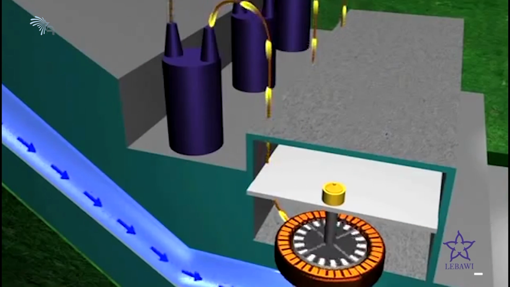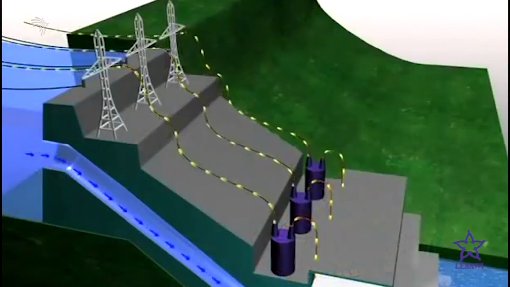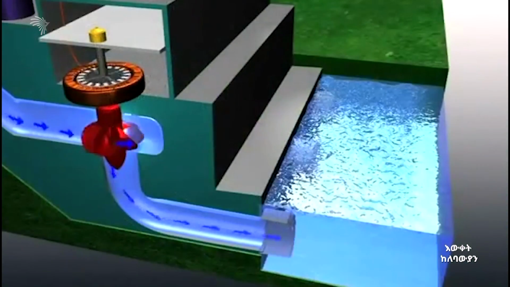These turbines are connected to electrical generators. When the shaft of the turbines rotates, the generator coil also rotates rapidly and produces electricity by the principle of electromagnetic induction.